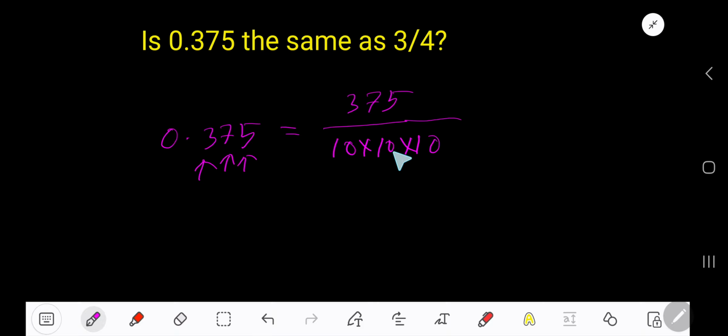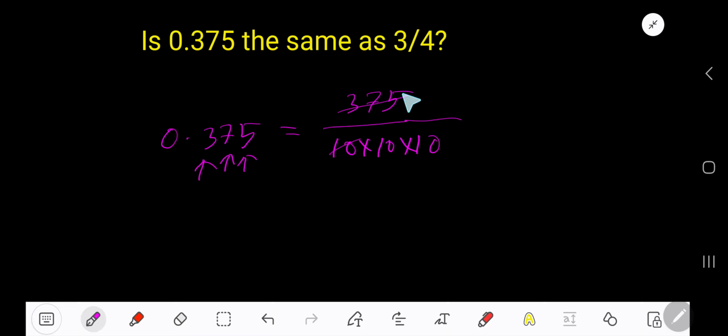Now we need to reduce this fraction. So how to do that? To reduce this fraction in one step, we have to divide numerator and denominator by the greatest common divisor. But if you want to simplify this fraction into multiple steps, then we need to divide numerator and denominator by the common factor.